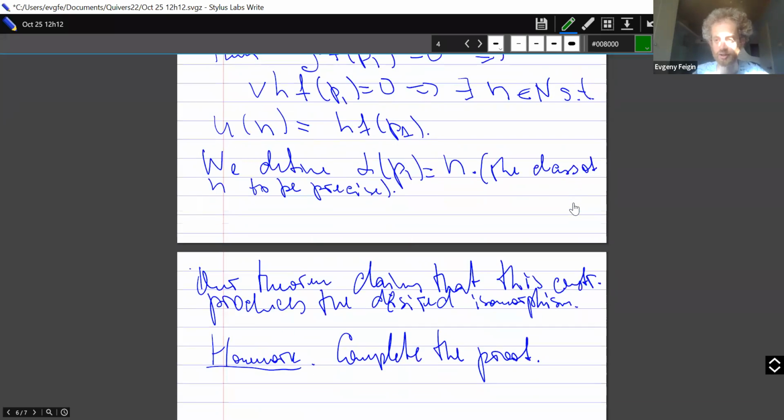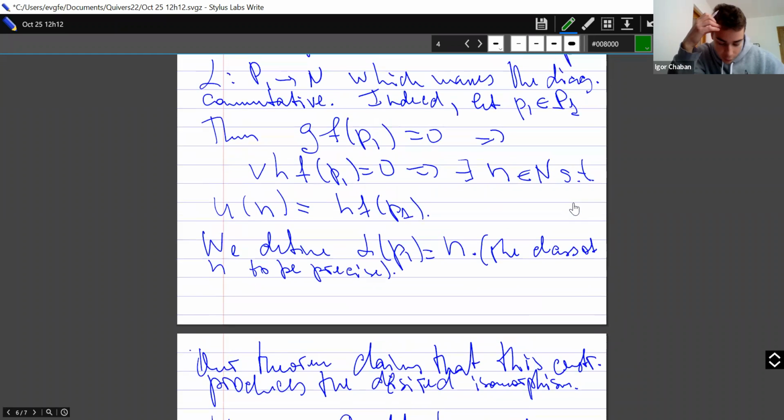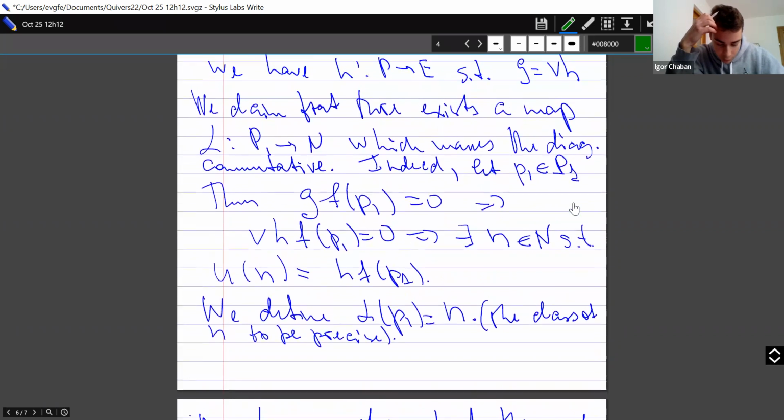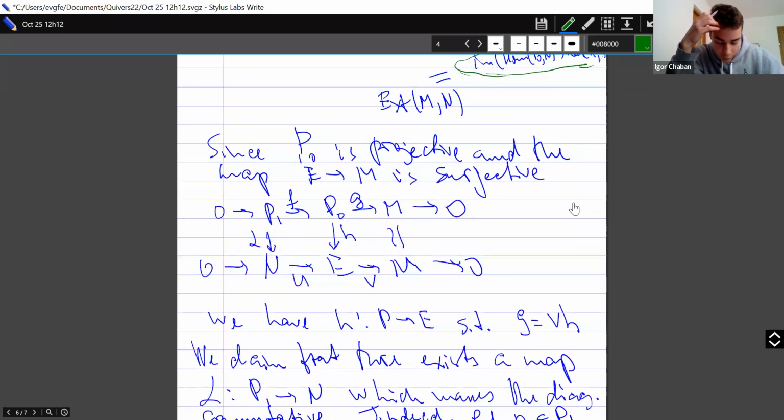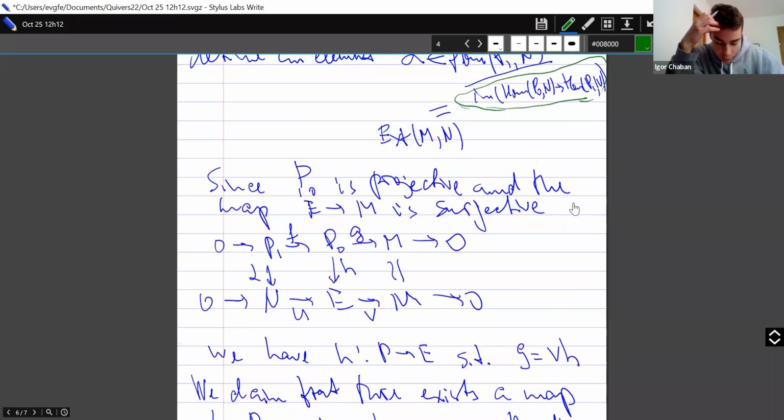Any questions, comments, remarks? Is it true that we could construct the alpha in that way? We know that the composition of F and H goes to the image of U, so we can apply the projectivity of P1 to the pair N, U and the image of U. Yes, we can.